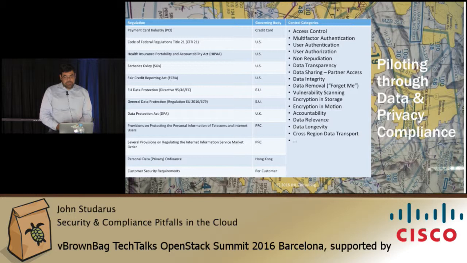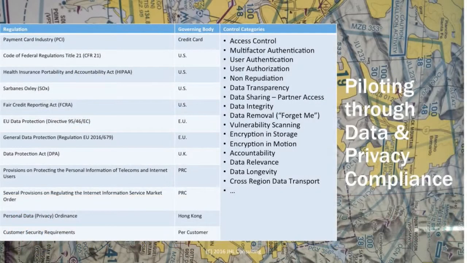Okay, so first of all, there's a bazillion compliance regulations out there worldwide. The credit card industry has their own set. I'm pretty sure people are familiar with American Express, Discover Card, MasterCard, Visa, PCI DSS. The US has a whole bunch. FDA's got a bunch. Various states have some. We've got Sarbanes-Oxley for financials.